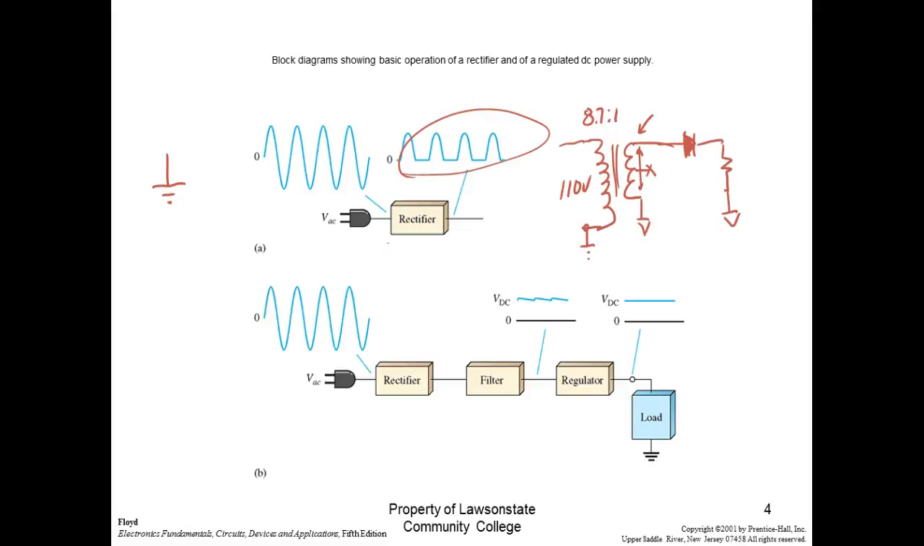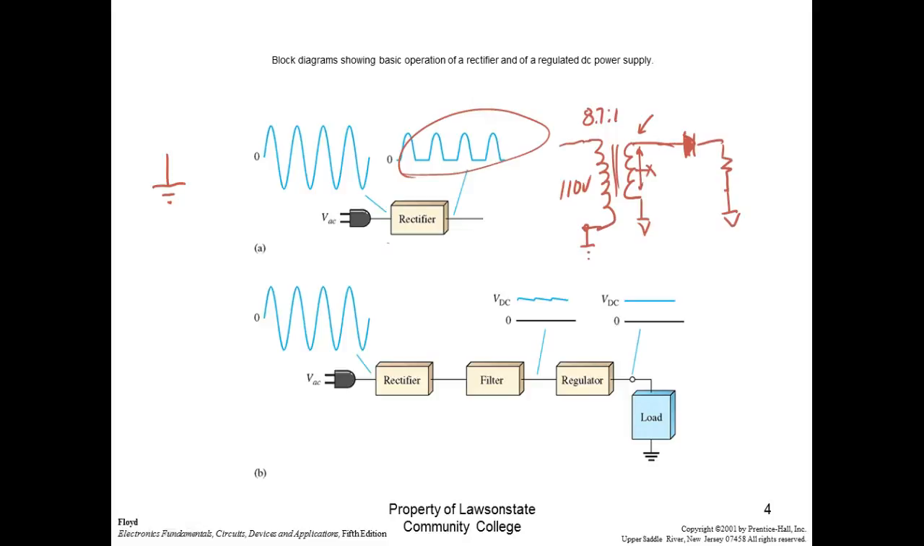Is this so hard, guys? I can do this. I'm going to take 110 and divide it by 8.7. I'm going to hit equals. And what do we have? 1.643. Yeah, so this would be a 12.6 volt CT transformer. What does the CT stand for?